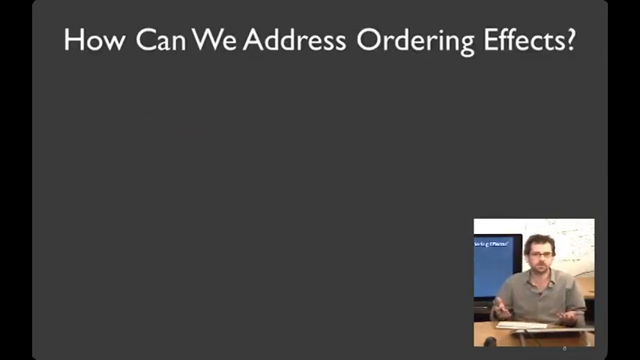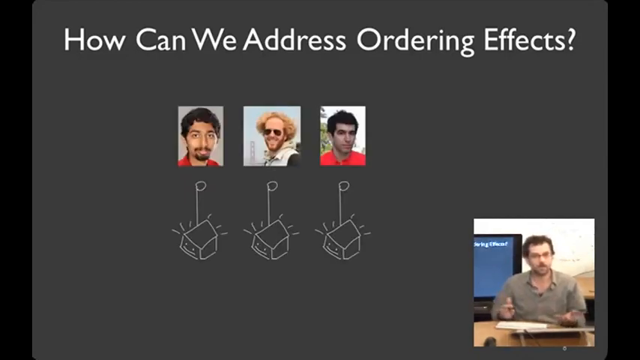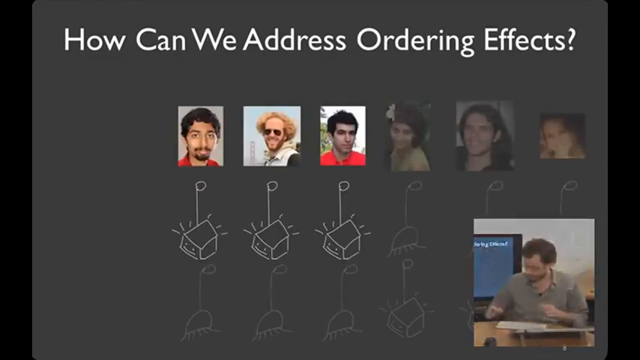Well, how might we address these ordering effects? Well, one thing that we could do is we could take half the people and have them try one interface first, and the other half and have them try the other interface first.